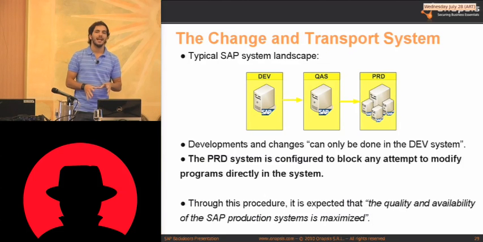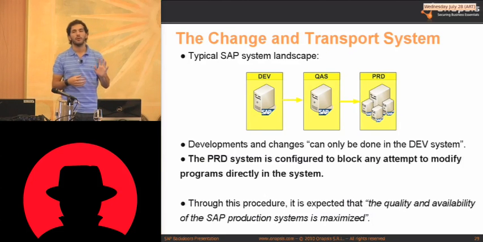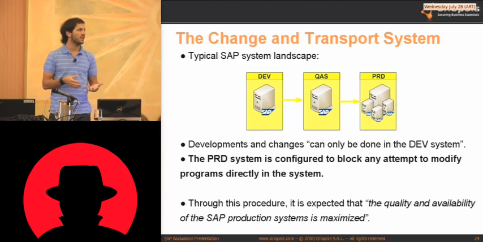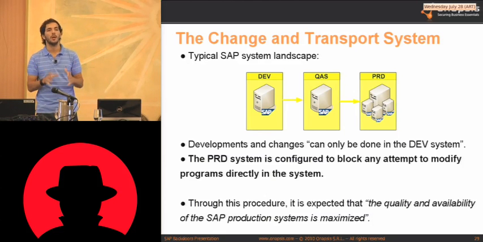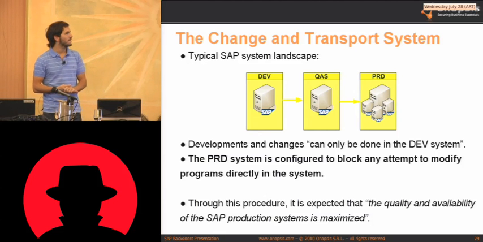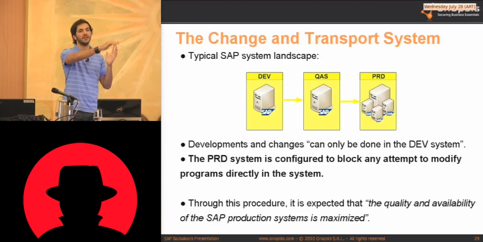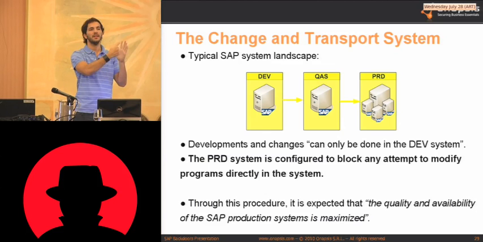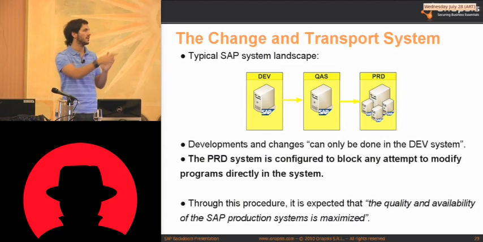In a typical SAP landscape, you'll find at least three systems: development, quality assurance, and production systems. Development and changes can only be done in the development system, okay? That's between quotes for now. The idea is that you develop something in the development system, transport it to the quality assurance system, where it is tested, and then it's transported to the production system.